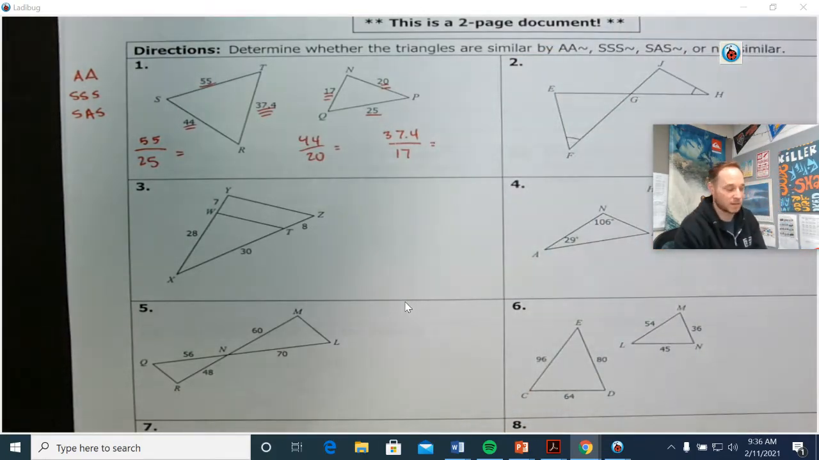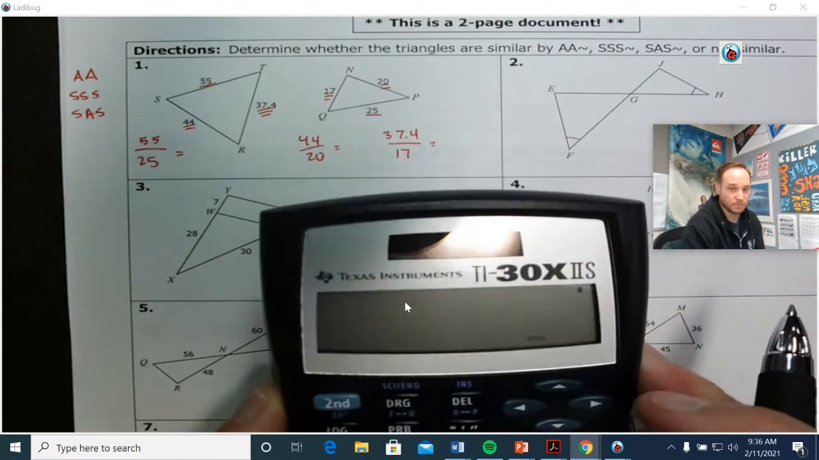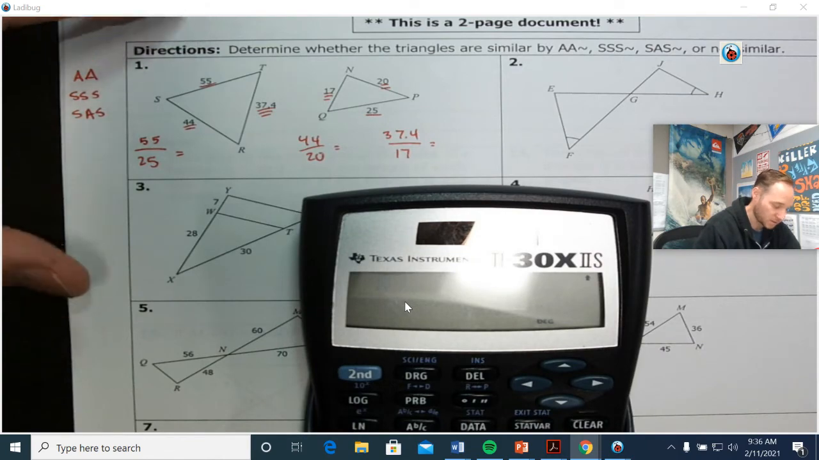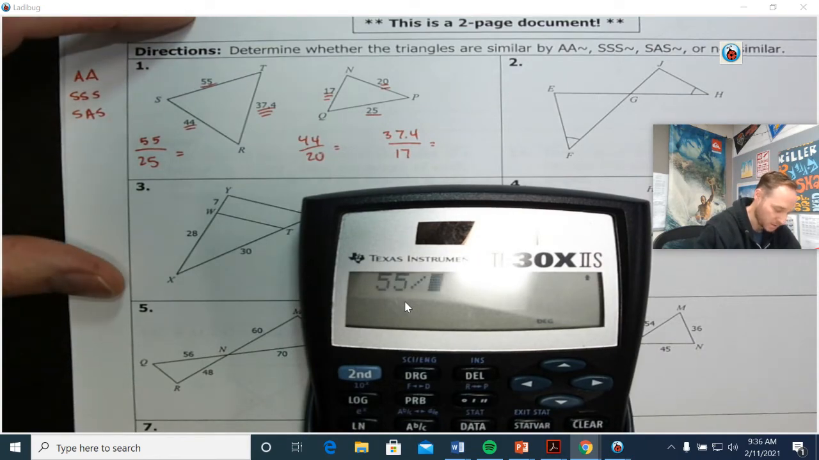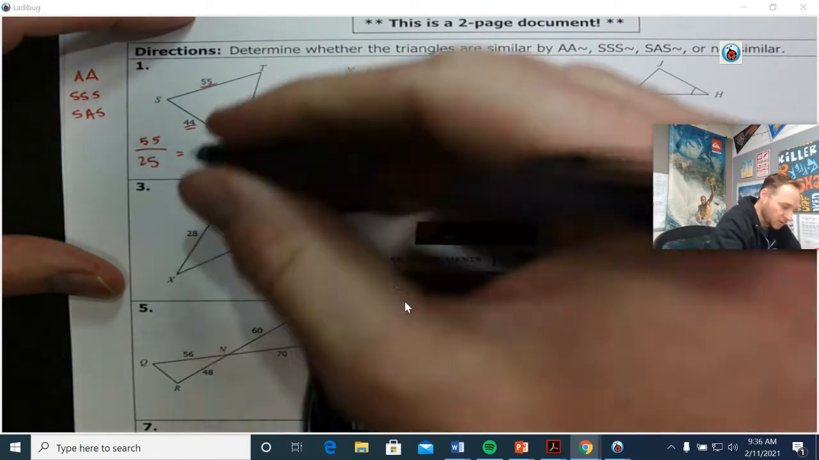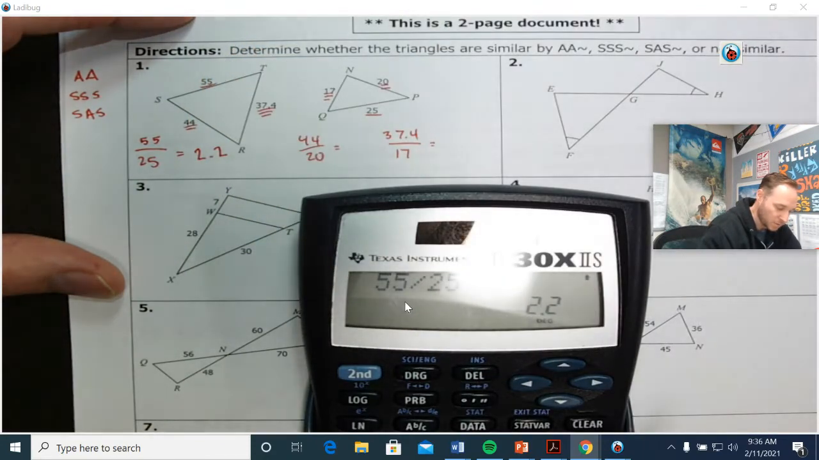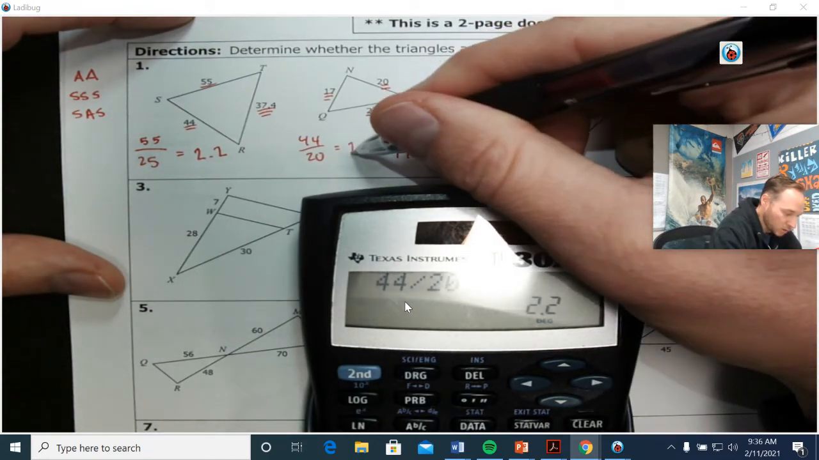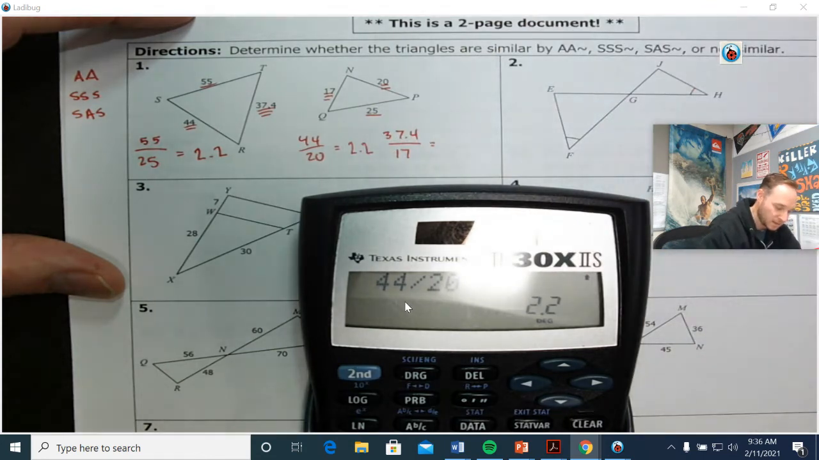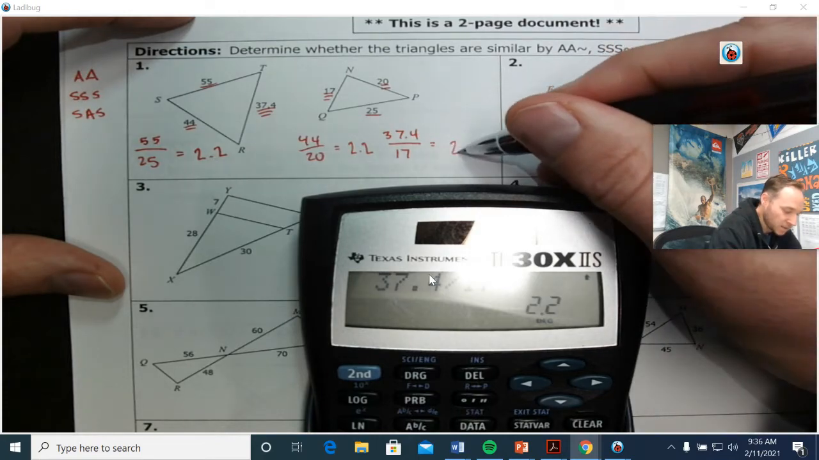Now I'm going to take my calculator and just calculate them out. 55 divided by 25 gives us 2.2, that's nice. 44 divided by 20, 2.2. Oh, we're looking good. And the last one is 37.4 divided by 17, 2.2. Perfect. They are all the same.